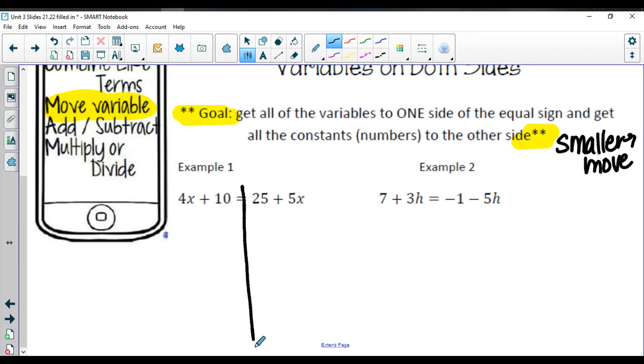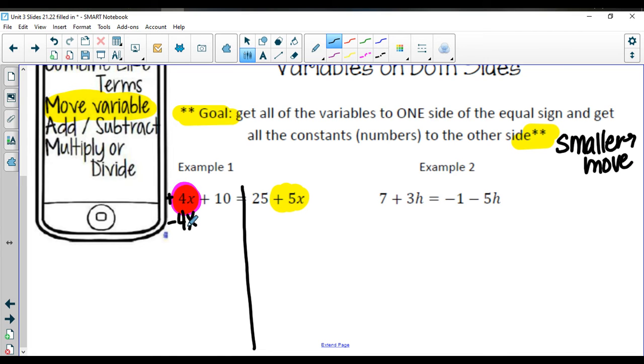So in example number 1, we have 4x plus 10 on one side and 25 plus 5x on the other. We are looking to move the variables. So I'm noticing that I have 4x and I have positive 5x. This 4x is positive, the 5x is positive. Which one's smaller? So we're going to be moving the 4x because it is the smaller one. In order to get rid of, quote unquote, a 4x or eliminate it from that side, it's a positive. So we use inverse operations still. So we're going to do a minus 4x.